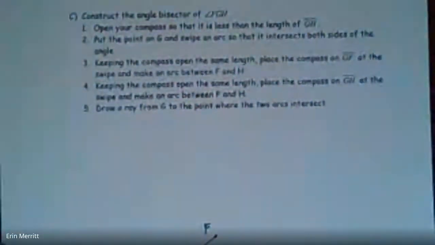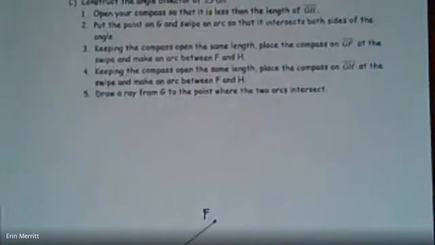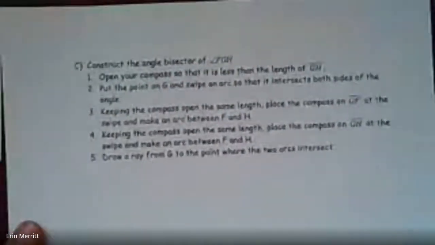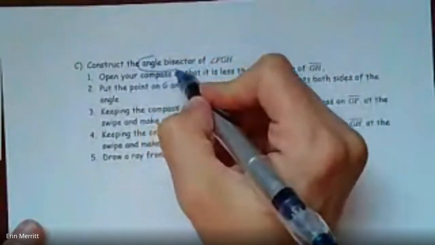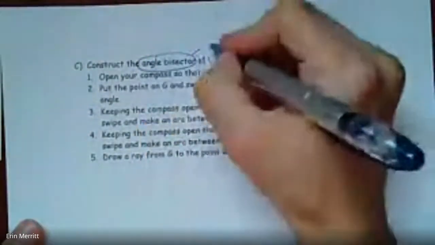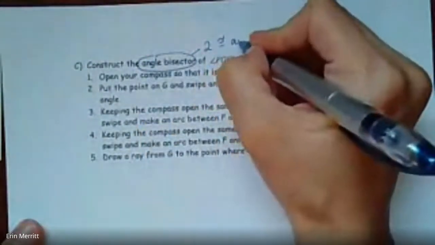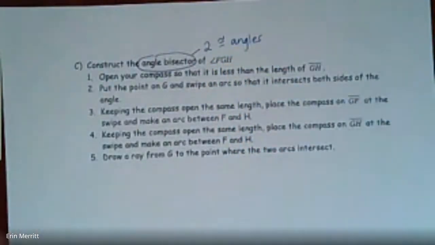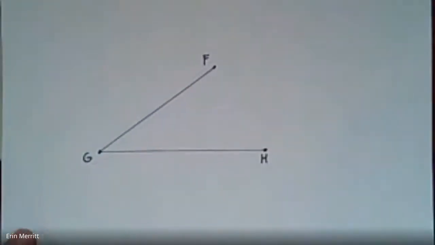So we've constructed a congruent segment, a congruent angle. Next up, this is one of the most useful ones that we're going to use, and it's pretty easy to do, constructing an angle bisector. So angle bisector means we're going to end up with two congruent angles or two equal angles once we do this. So I'm going to slide right on down so you can see it.